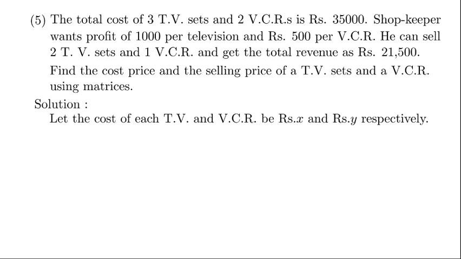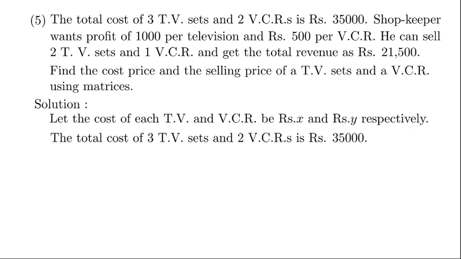Let the cost of each TV and VCR be rupees x and rupees y respectively. So here we mean to say cost means cost price. The total cost of 3 TV sets and 2 VCRs is rupees 35,000. That means 3x plus 2y equal to 35,000.